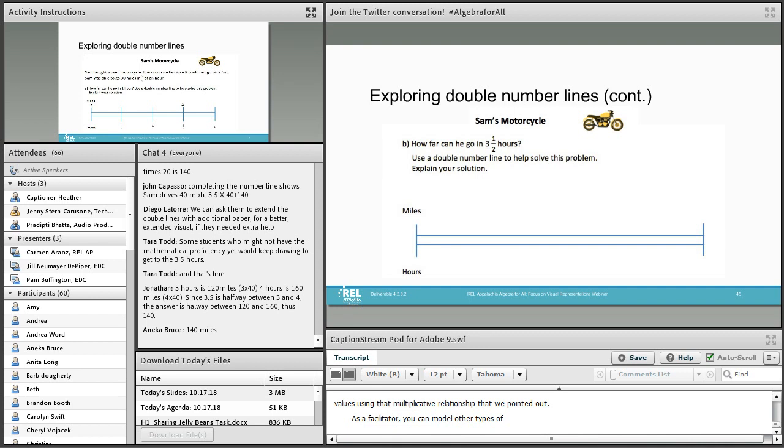As a facilitator, you can model other types of questions that deepen thinking, such as how can you use the values you generated in the first double number line to answer the question? And students will start to notice those relationships. We would introduce the term rate. The same rate. He was going the same rate the whole time. And then you can apply that rate language. Students will gain that academic language in the context of the problem and be anchored in the representation, as you can see here.